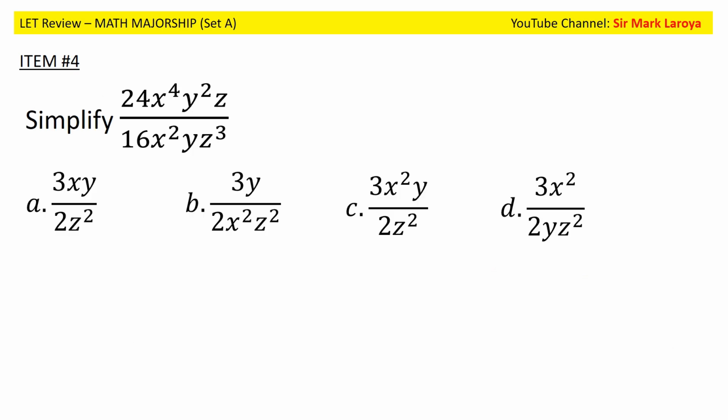Item number 4. Simplify 24x raised to 4 y squared z all over 16x squared y z cubed. A, 3xy all over 2z raised to 2. B, 3y all over 2x squared z squared. C, 3x squared y all over 2z squared. Or D, 3x squared all over 2yz squared.